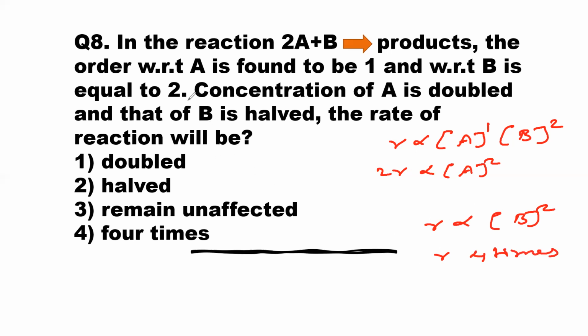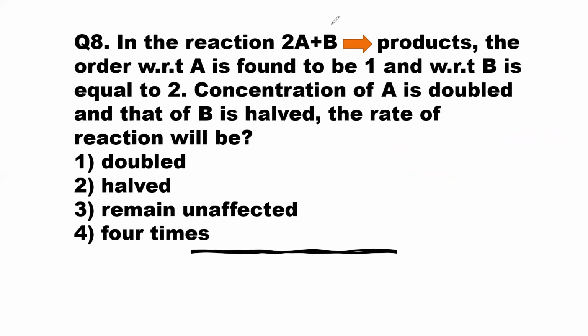In case of A, it is increasing 2 times. In case of B, it decreases by 4 times. So on the whole, it is increasing 2 times and decreasing 4 times, so it is equal to half. So in this way you have to solve this question. You can even solve it more clearly. So the answer is half.